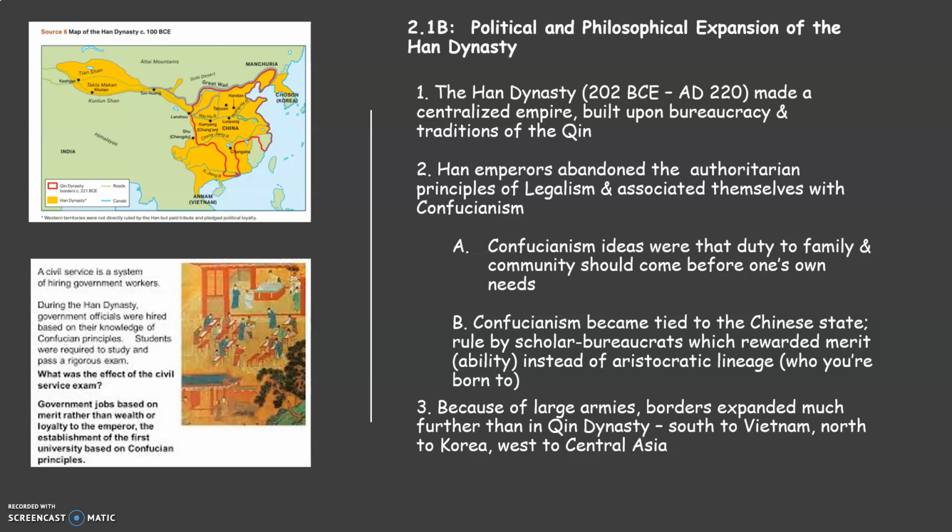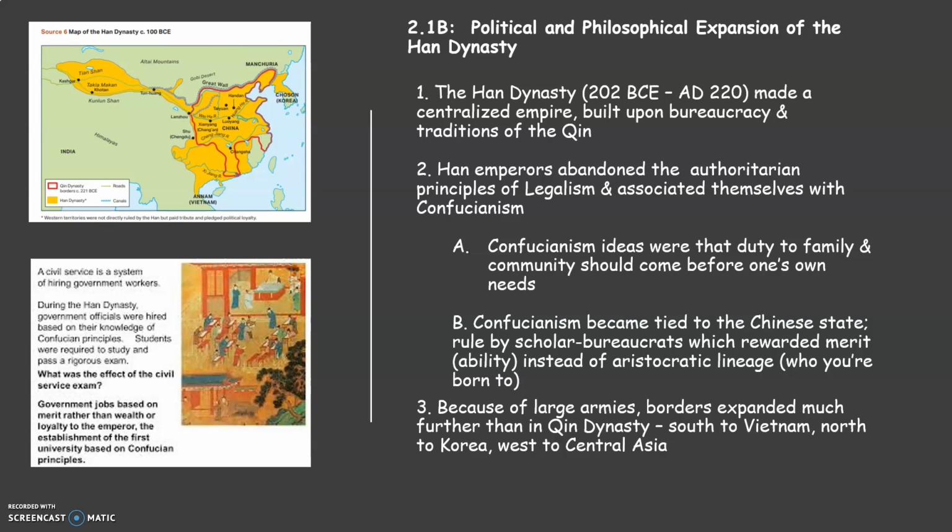So this whole rule by scholar bureaucrats was which rewarded merit or ability instead of aristocratic lineage, who you're born to. So people got into government because they took tests, and if you passed this test, you showed you were able, you could get a government job. It was not based on if your family was in the nobility.